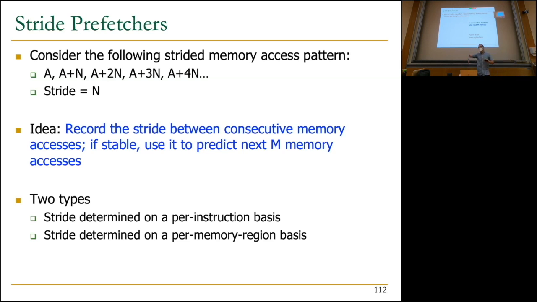You don't care about the instruction that generates the stride. You care about the memory region and what the stride is in that region. Right? These are two different ways of doing things, and they actually lead to two different, I shouldn't say completely different, two different sets of trade-offs. And both of them are implemented in real processors, by the way.